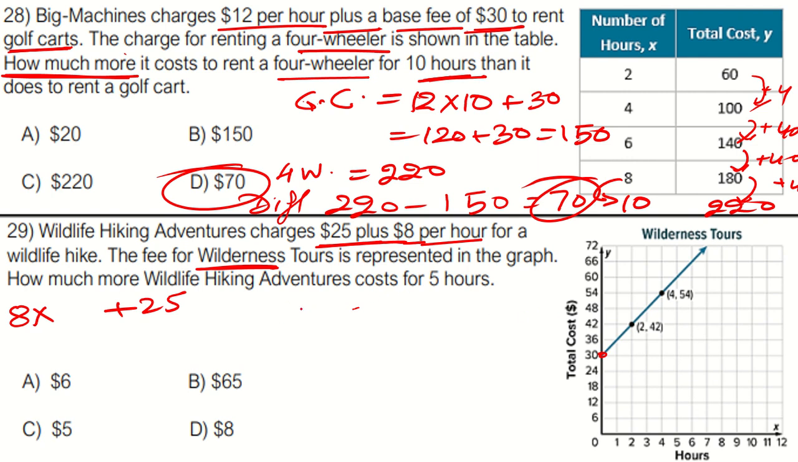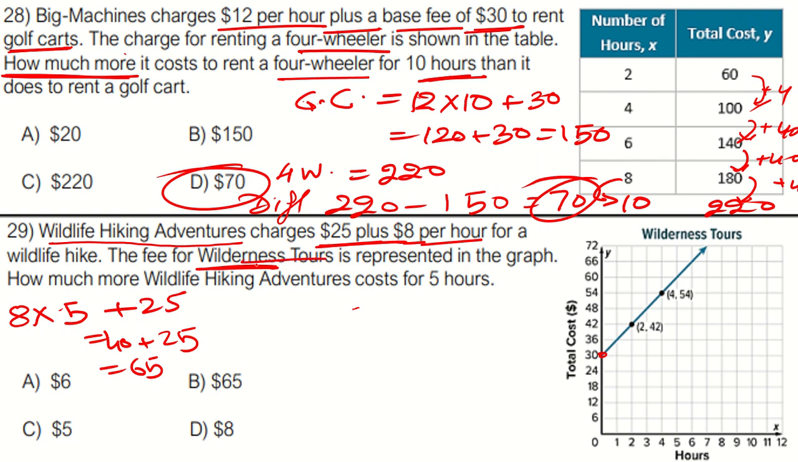Now, how much more does the wildlife hiking adventure cost for 5 hours? Let's try to find for this first. 5 hours, so 5 times 8 is 40, 40 plus 25 is 65. Sorry, 25 I should write here first, and then it will become 65. So 65 for the wildlife hiking adventure.